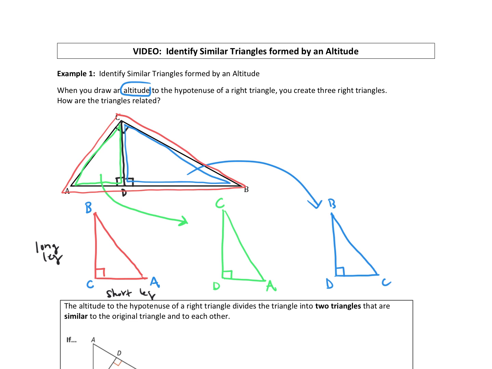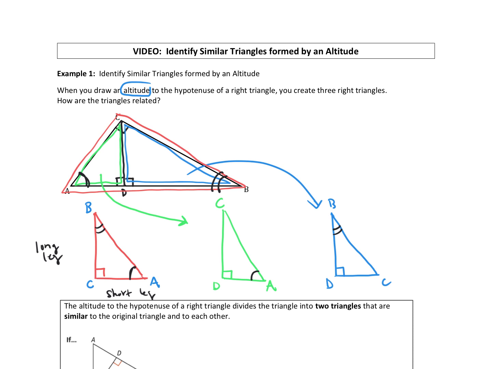We can see that angle A is part of the big triangle, and it's part of our green triangle. Angle B over here is part of our big triangle, and it's also part of our blue triangle. Okay. So those are the three triangles, and we just redrew them so they're really easy to compare. That's what we're going to do with most triangles in this lesson.